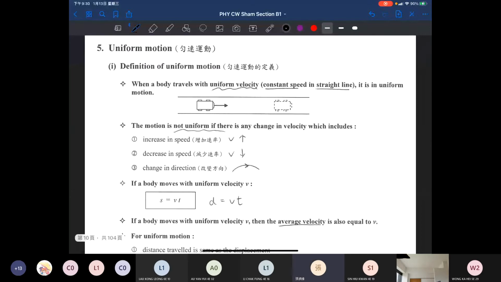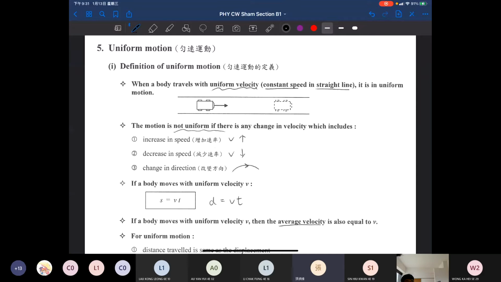Then we have to discuss something called uniform motion. Uniform motion and uniformly accelerated motion are very important concepts in mechanics. First one, uniform motion. It means that it is moving with a uniform velocity. Uniform velocity, okay? It's not talking about uniform speed, it is uniform velocity. Therefore, circular motion is not a uniform motion. Uniform circular motion is not a uniform motion. So it is not uniform when there is a change in the speed or a change in direction.